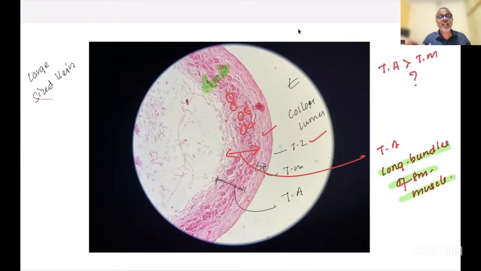Are we clear? This is how you should describe and differentiate the three slides of the blood vessels. Even if you get one of these, the examiner will definitely ask you, how will you differentiate a large-sized artery from a small-sized or medium-sized artery? How will you identify a large-sized artery from a large-sized vein? You should be ready with your explanation along with the examples. Are we clear? So this is the discussion of all the three slides of the blood vessels under 15 minutes.